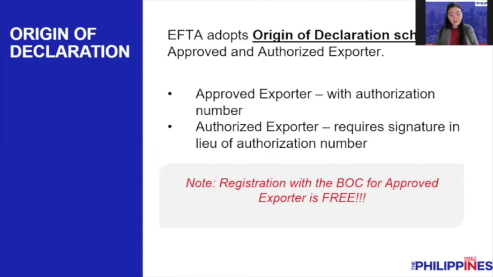The Philippines EFTA adopted the Origin Declaration Scheme, which has two tracks. Under the OD scheme of the agreement, approved exporters can issue their own declaration and are only required to indicate their authorization number, which can be obtained by registering with the Bureau of Customs or BOC. Note that the registration with the BOC for approved exporter is free. Meanwhile, authorized exporters can also issue their own declaration and are required to affix their signature in lieu of the authorization number.